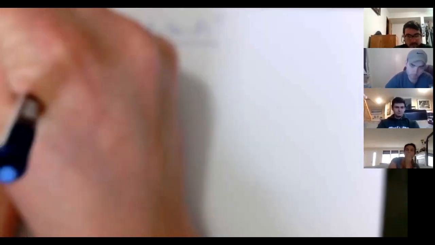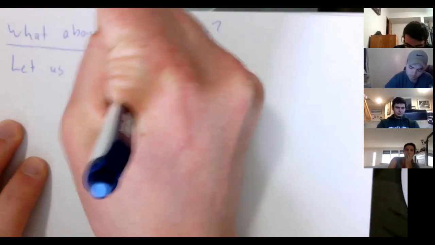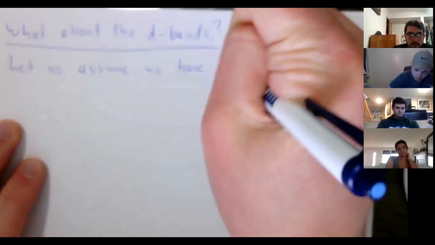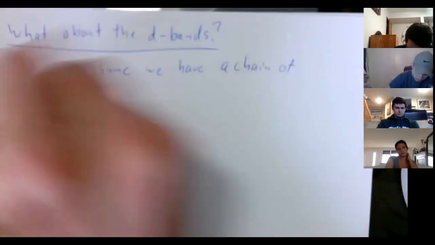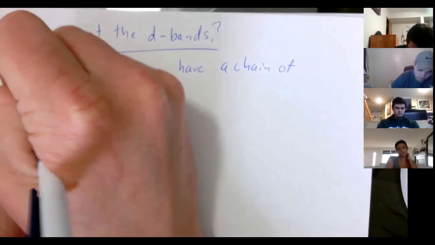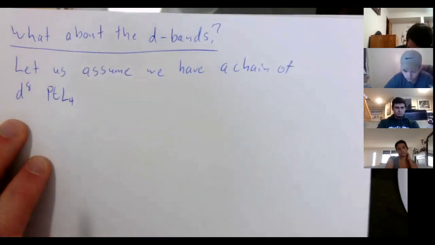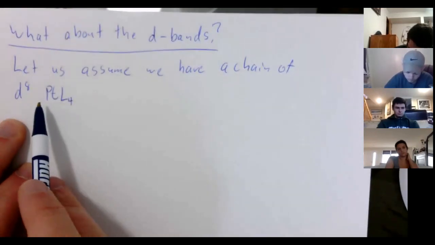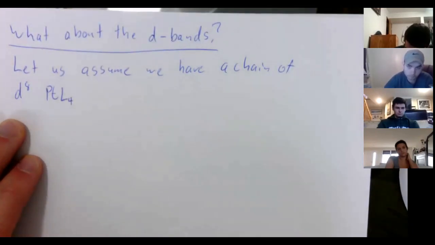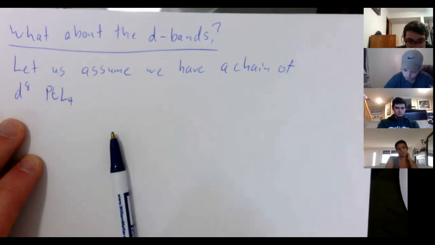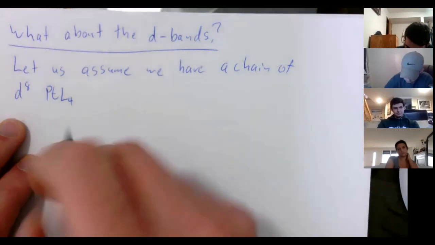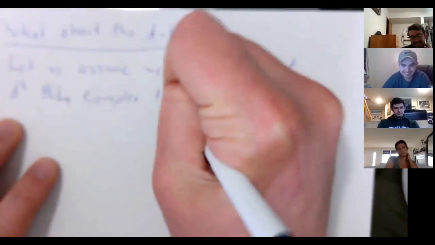So let us assume we have a chain of d8, I don't know, platinum complexes. The reason we're choosing a d8 system is that a significant number of d8 systems are square planar, and that'll help us look at this system. I know Josh is really interested in this platinum for his independent research proposal. So, way to go, Josh. Great.